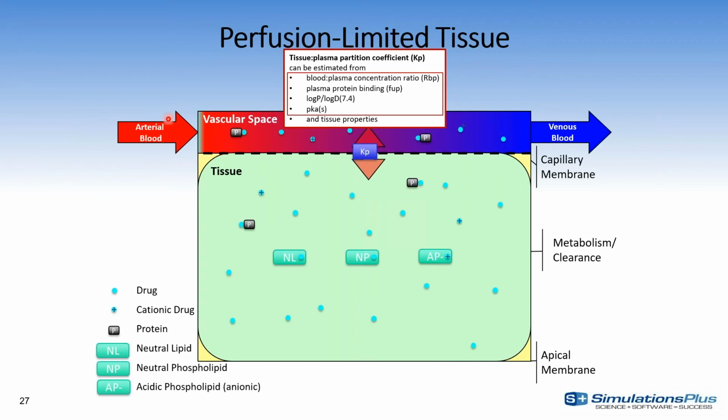So here is just the schematic plot for the perfusion-limited tissue. Again, the Kp can be estimated from a number of drug properties such as RBP, FUP, log P, and pKa. Combining these with the tissue properties, we're able to calculate or estimate the Kp values under these assumptions. So you will have binding to the proteins, neutral lipids, neutral phospholipids, and acidic phospholipids.